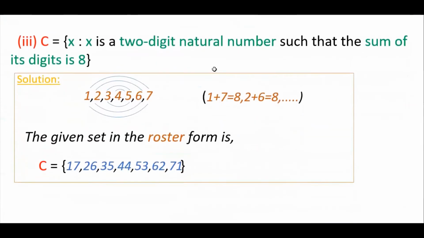if you see, C is equal to x such that x is a 2-digit natural number such that the sum of its digits is 8. First see, x is a 2-digit natural number. So the natural numbers which are having 2 digits, and if you add those 2 digits, you will get 8. So write those numbers like this. First write the natural numbers 1, 2, 3, 4, 5, 6, 7. You have to identify the 2-digit number. If you add those two digits, it should be 8.